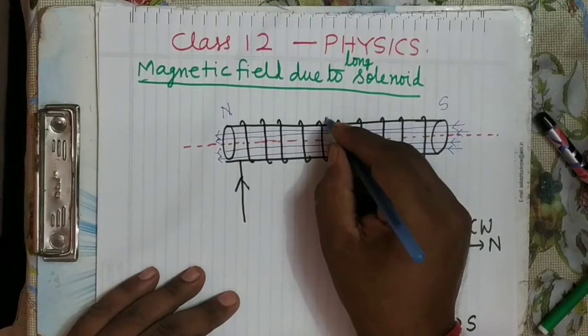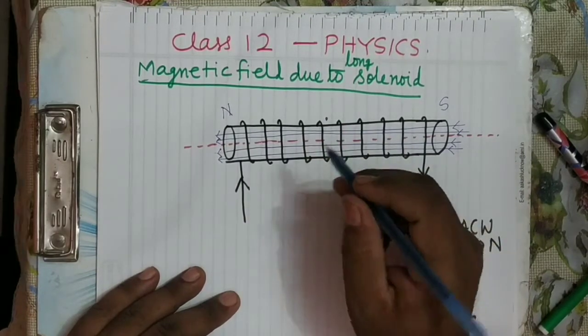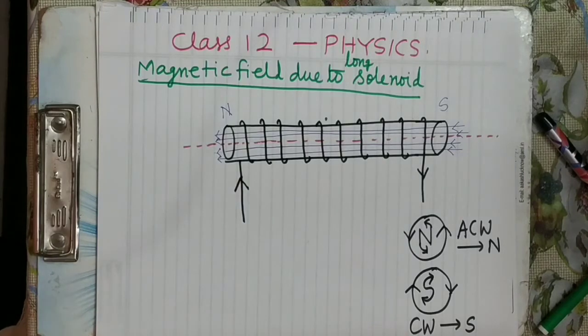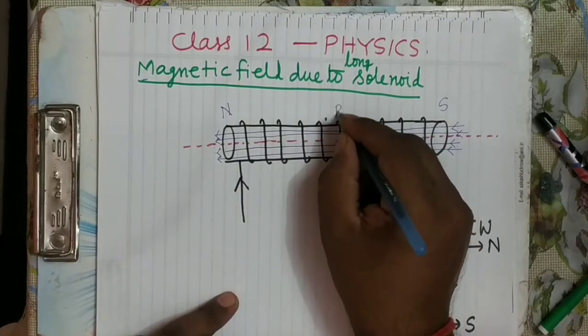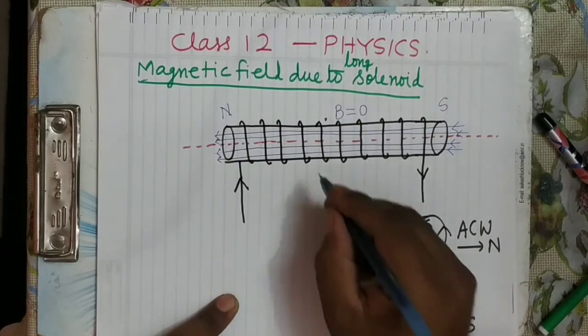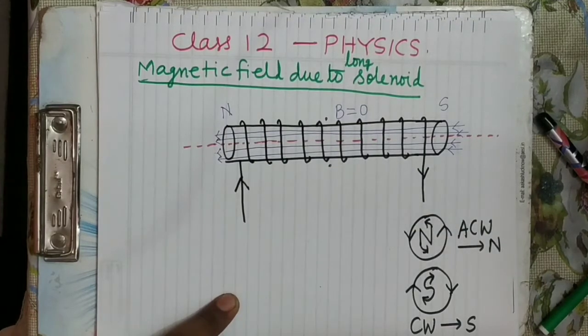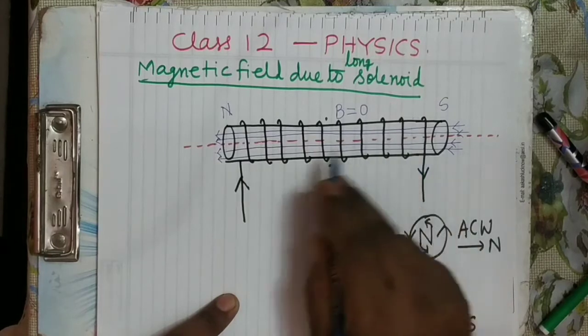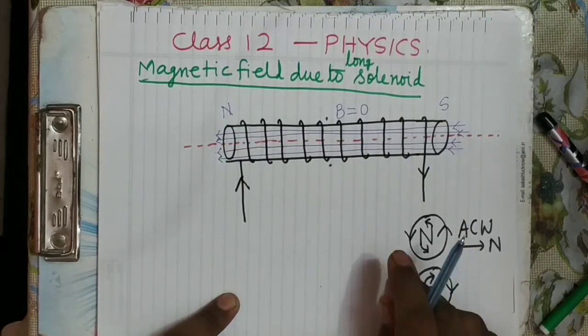While just outside, on the surface of the solenoid, the magnetic field will be zero. It will not be zero elsewhere, but just outside it will be zero. When I say just outside, it means the point is situated just over the surface.